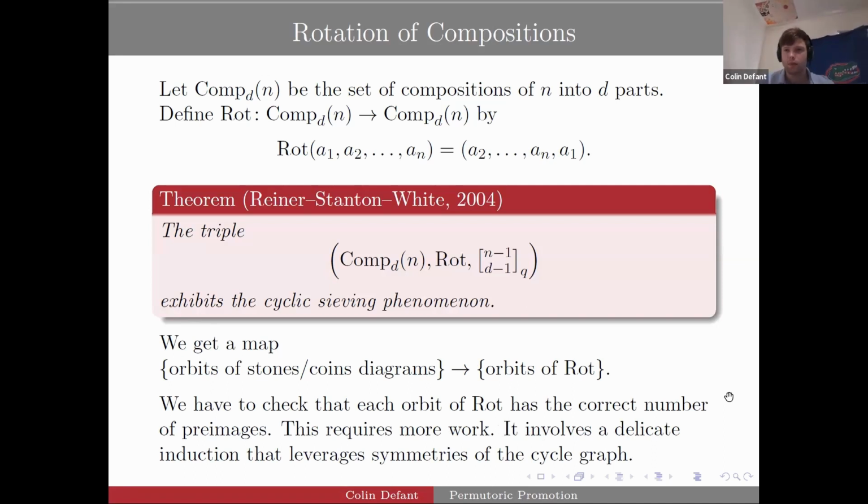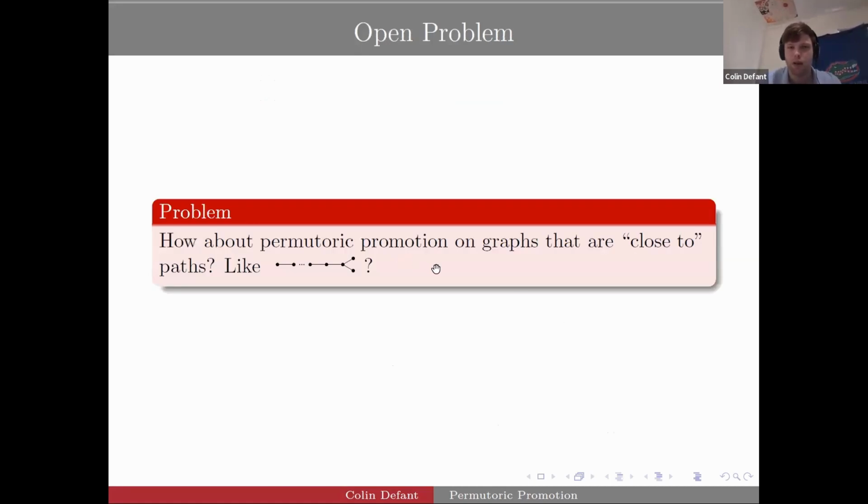Anyway, hopefully this gives some kind of a hint of the main ideas that we use. I'll just mention one open problem, which would be to try to look at permutoric promotion on graphs that are kind of similar to a path. So you could take this graph here, which is like a path with an extra little edge there. You could call this the Dynkin diagram of type D, but I don't know if there's any reason to actually think of it like that in this context.